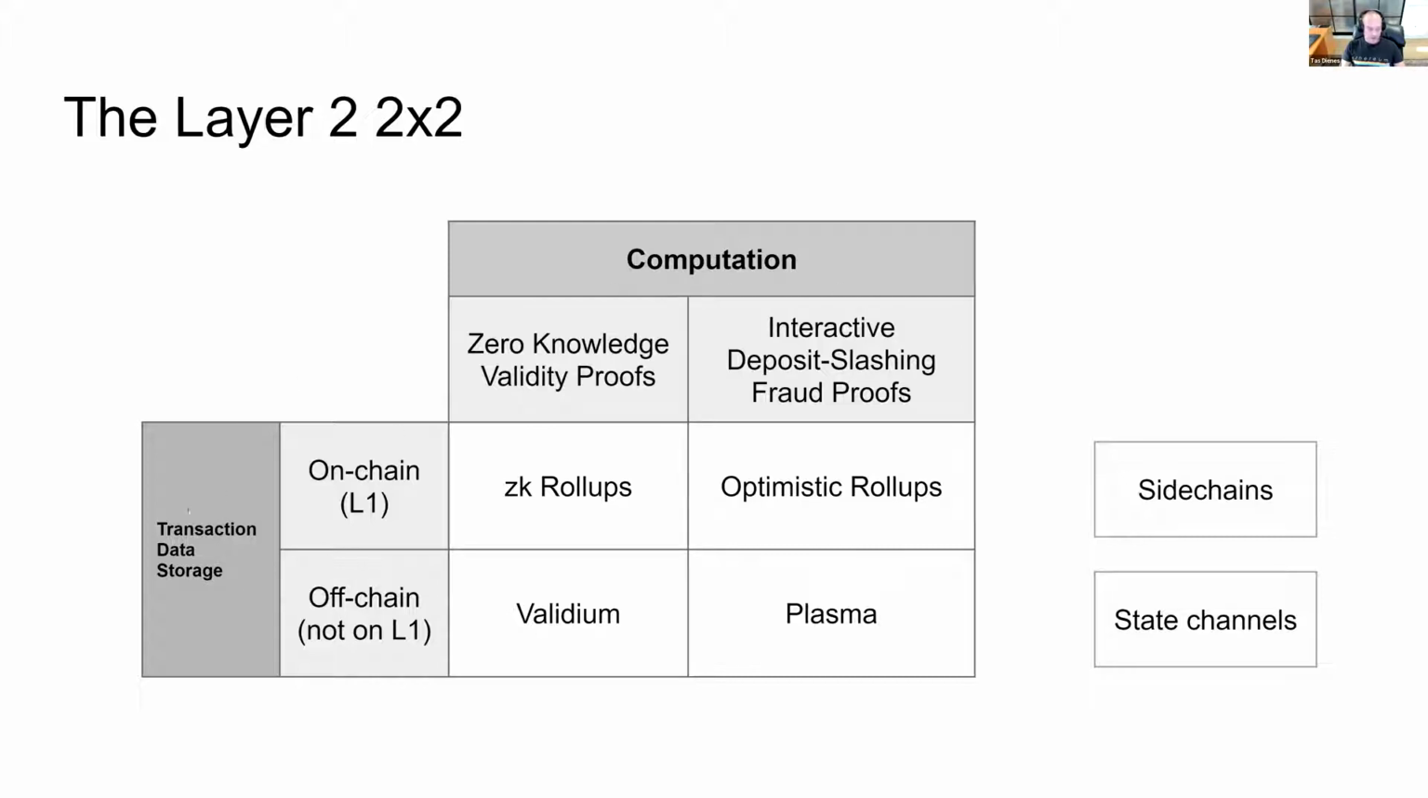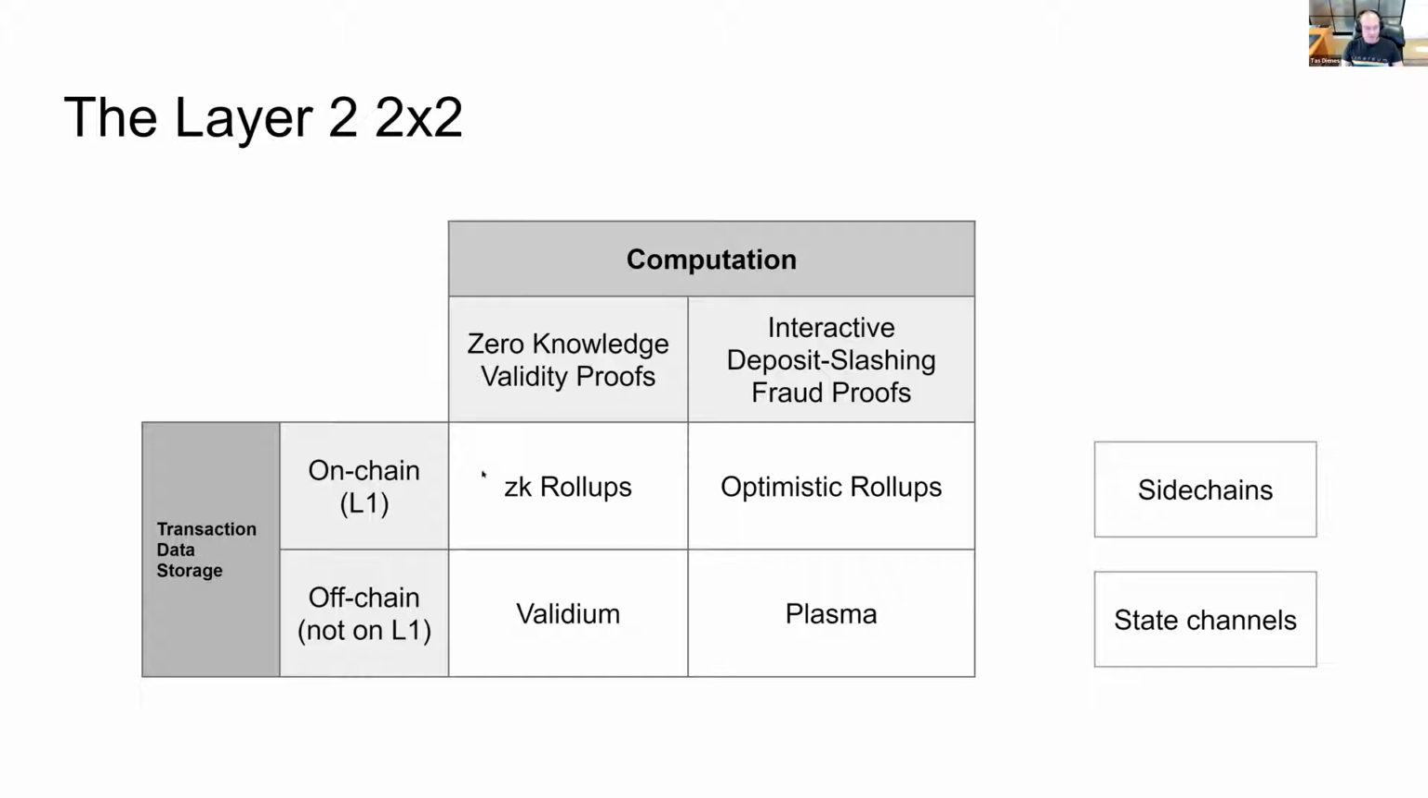On one axis, we have whether data is stored on chain on layer 1 or off chain, which would be on layer 2. And then we have the possibility for either zero knowledge validity proofs to verify that the layer 2 transactions were computed correctly and the resulting state is valid, or interactive deposit slashing or fraud proofs, which is a crypto economic mechanism to ensure that computation is done correctly and the resulting state is valid.